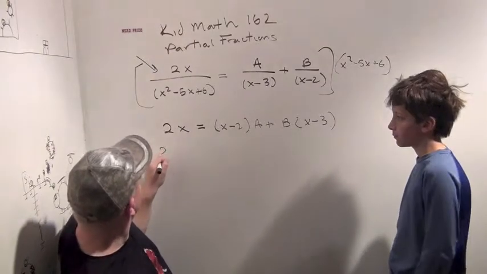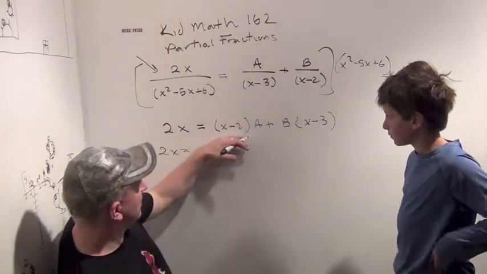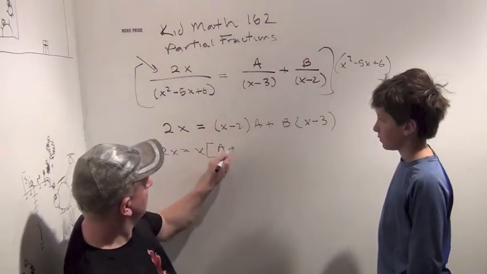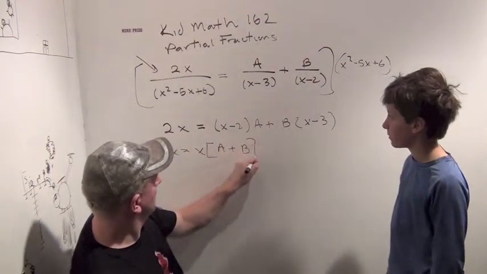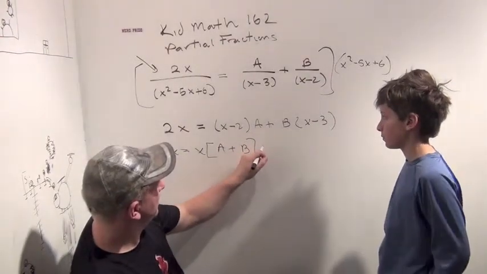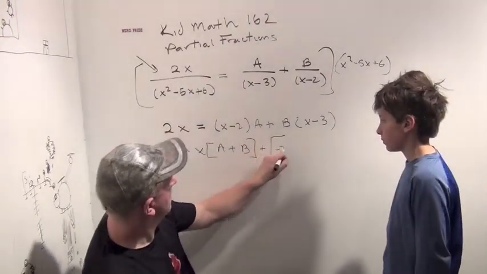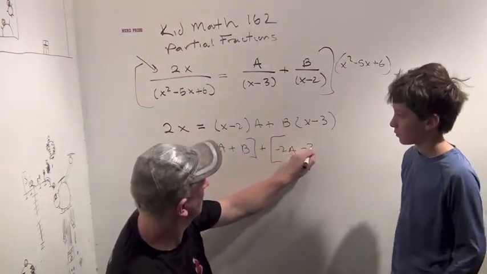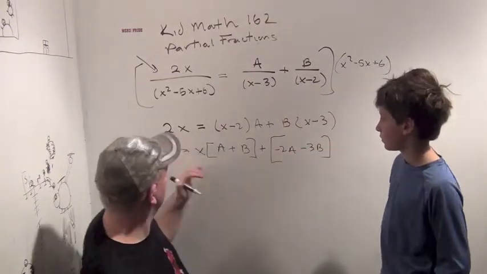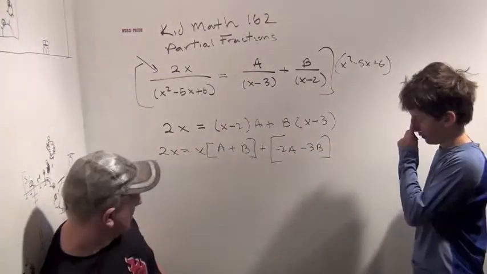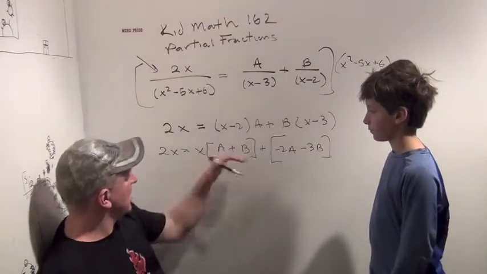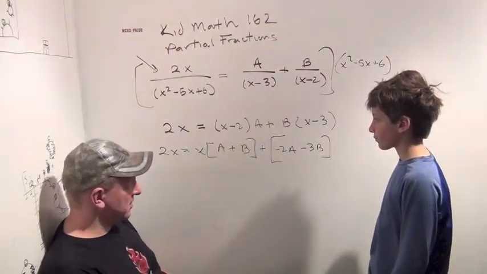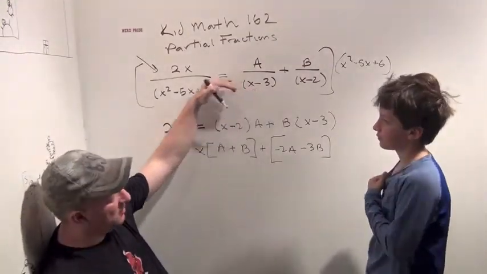Well, this is nice because this says 2x equals, on this side I have x times a plus b, and then I have a separate minus 2a and then minus 3b. Okay, and this is supposed to equal 2x. Okay, so what do you think that means? Understanding what this equation means is the whole key step in partial fractions, because clearing out the fractions isn't really that hard.